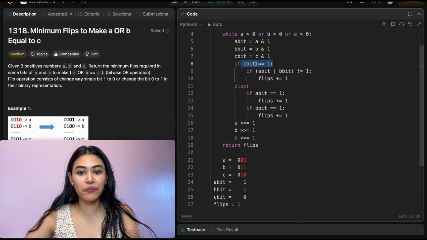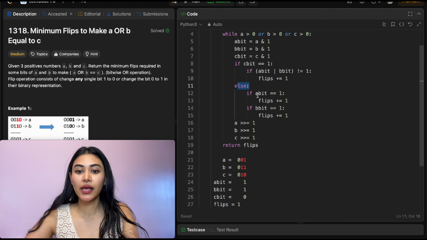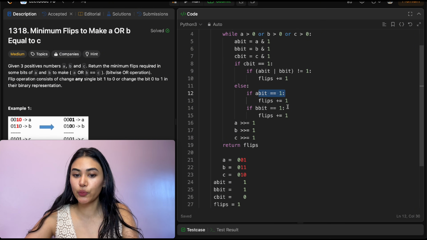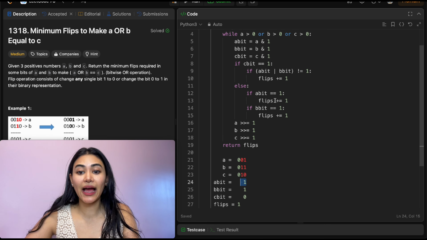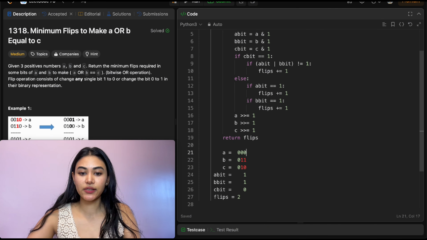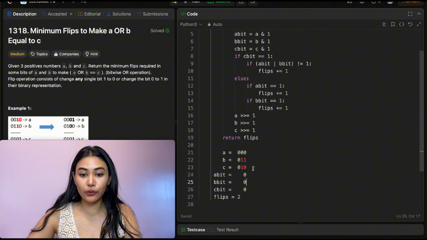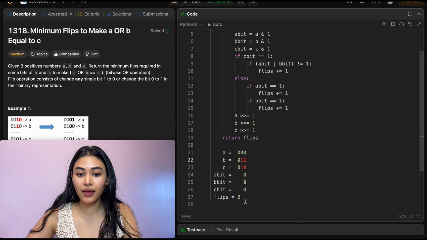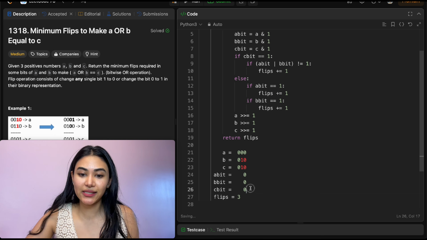So we don't go in this if because C bit is not 1. We're in this else. And we want to check if A bit equals 1. That it does. So we need to add 1 flip to convert from 1 to 0. So right now we have 2 flips and all we're doing is flipping this to be 0. And we also check for B bit. B bit is also 1, so we need to go ahead and flip that, which means we've made 3 flips right now. So now A or B does equal C.